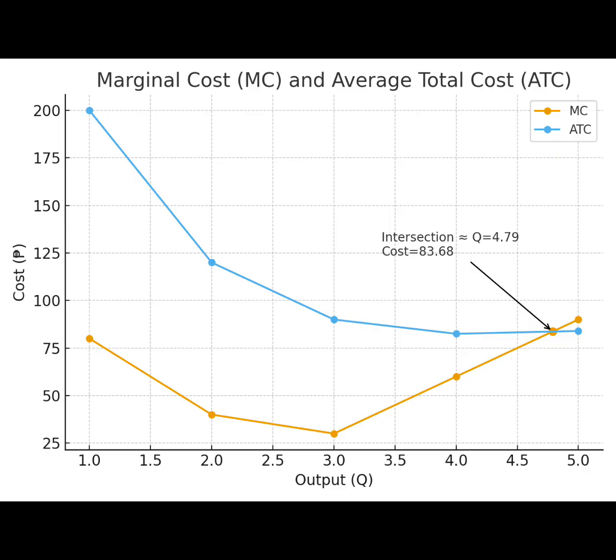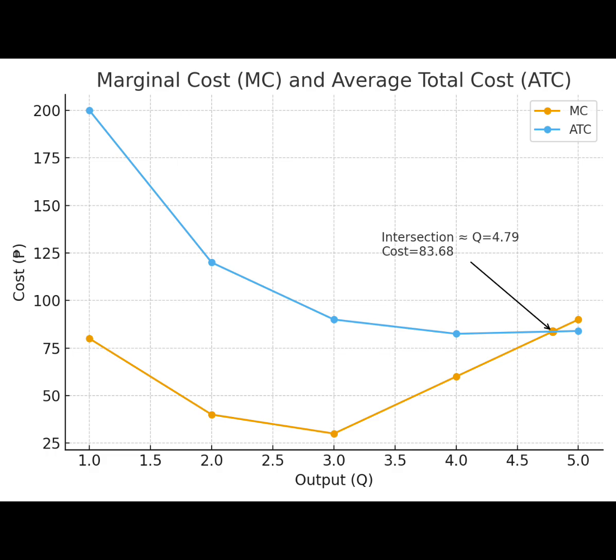Next, I am going to explain this chart. Using my completed table, I already plotted where MC intersects ATC and will explain what this intersection means in terms of production efficiency. The plotted curves are MC, marginal cost, and ATC, average total cost, for Unit 4 and Unit 5. The curves cross at Unit 4.79 with a cost of 83.68 pesos, an intersection between Unit 4 and Unit 5.